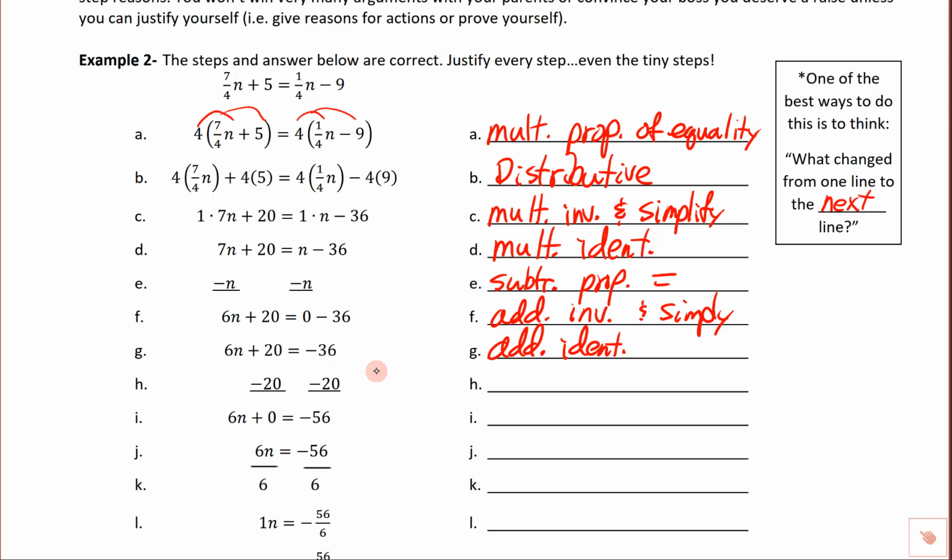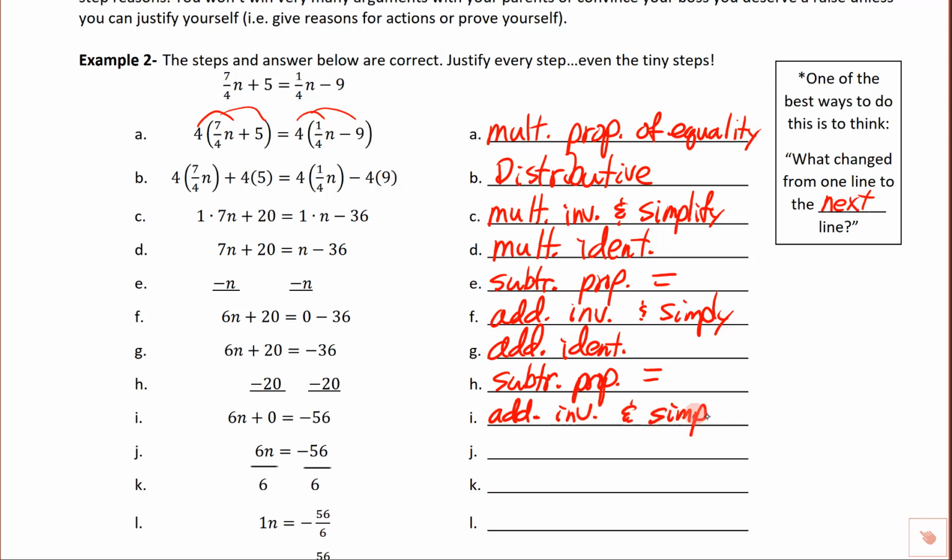They're subtracting from both sides again, so we're going to write the subtraction property of equality. Make that look just a little bit better. And then let's see, they got a 0 here, so what they're showing is that these are additive identities, so we ended up with additive inverses, so we ended up with a 0, and then they're just simplifying here. So additive inverse and simplify.